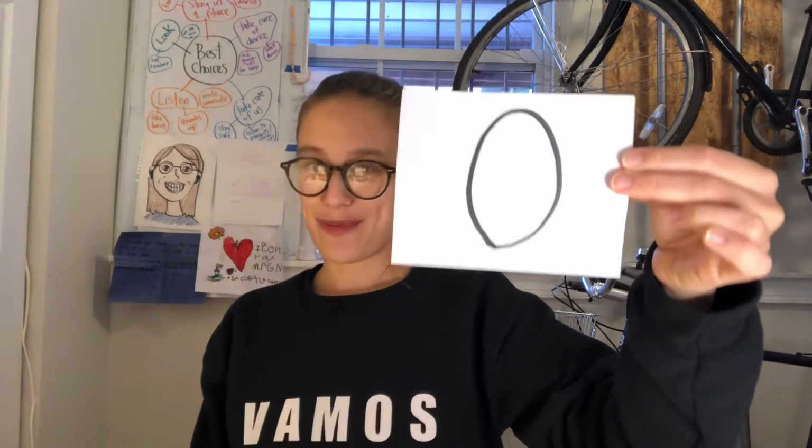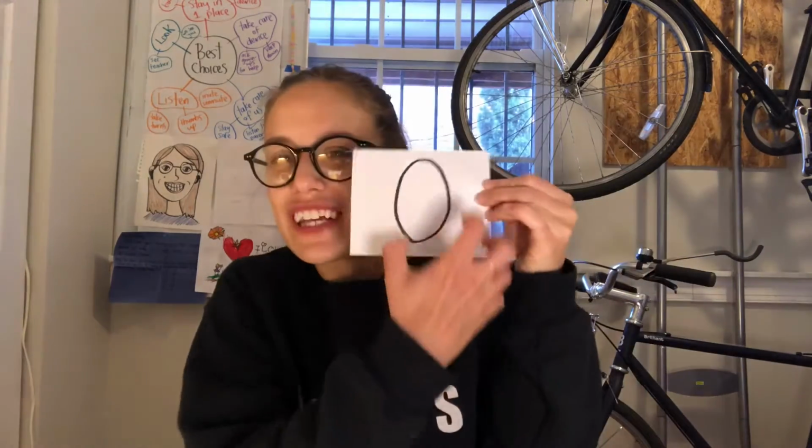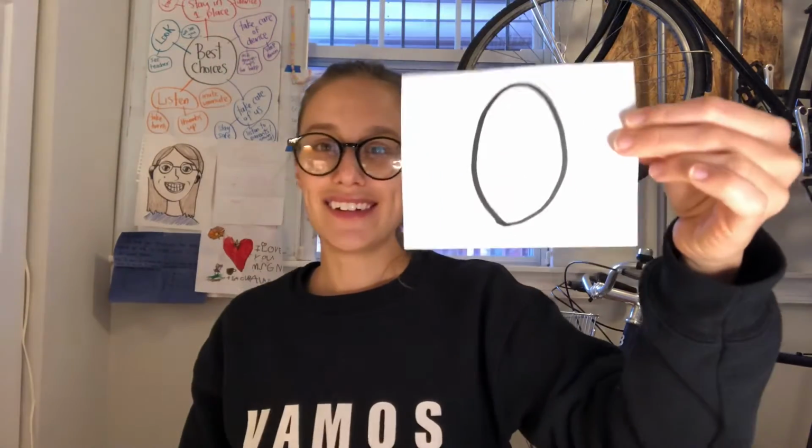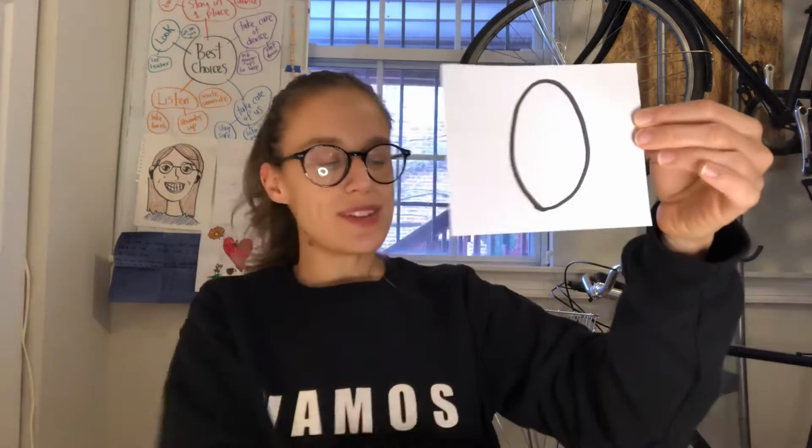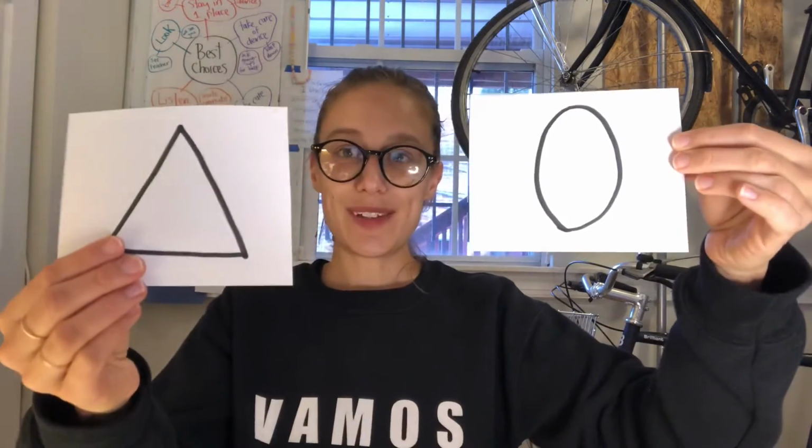This is an oval. Ovals kind of look like stretched out circles. Maybe a face, maybe an egg. So we're gonna practice ovals and triangles, but we're also gonna practice some 3D shapes.